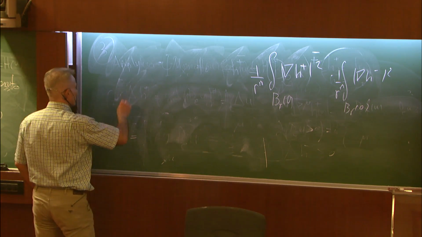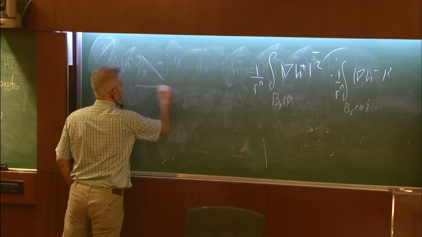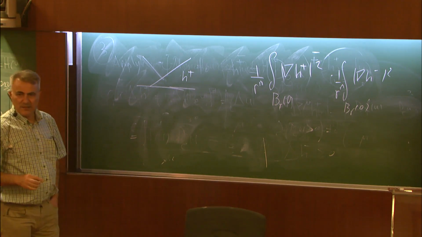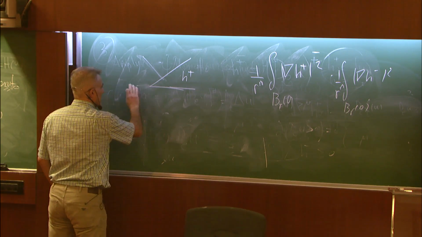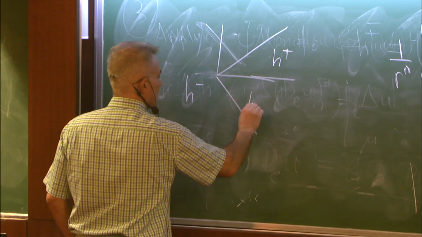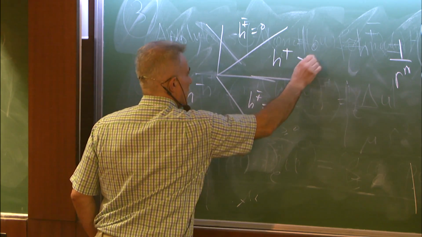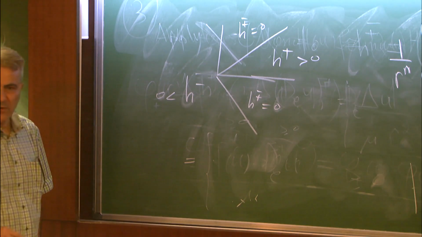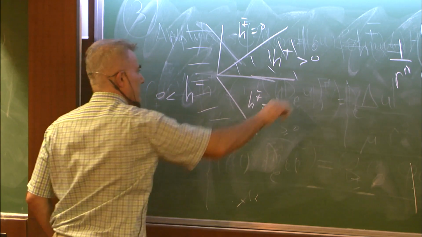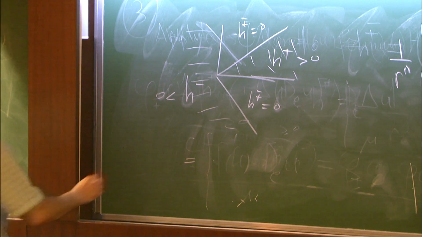So let's do that. What we have is a cone like this. Here h plus is living, let's say. And then h minus is living here. And they are both 0 here. So this is the support of one of them, and this is the support of the other one. The intersection is something like this. They're both 0 here at the origin.